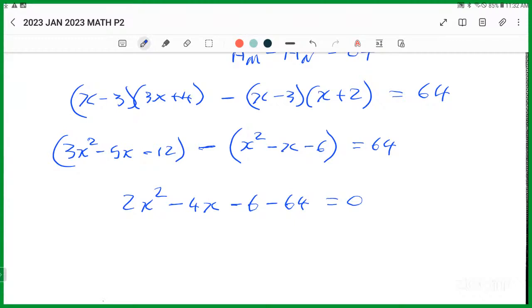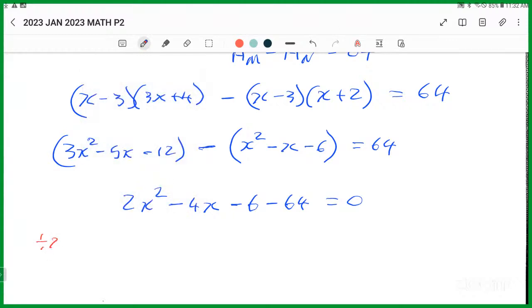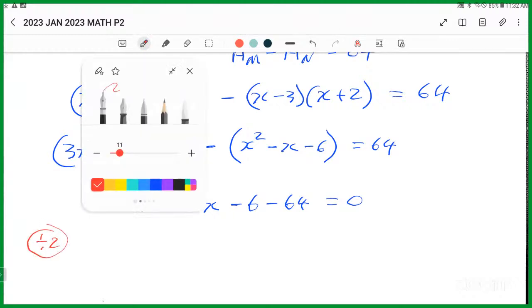What are we going to do? Each of these values can be divided 2 by 2. I must realize that this is actually negative 70. Negative 6 and negative 70. I'm going to simplify, divide 2 by 2. I'm going to get the expression that they said.